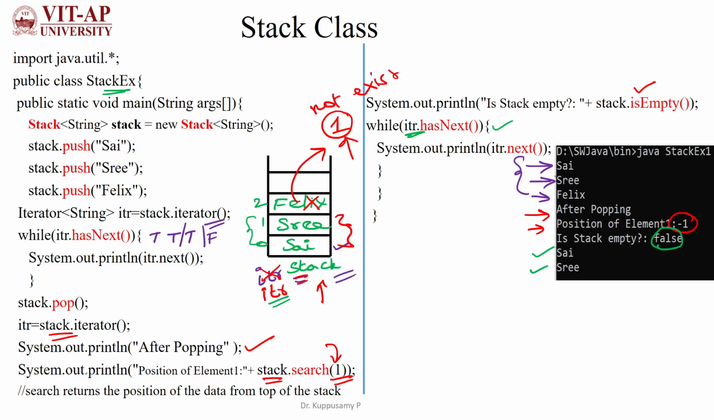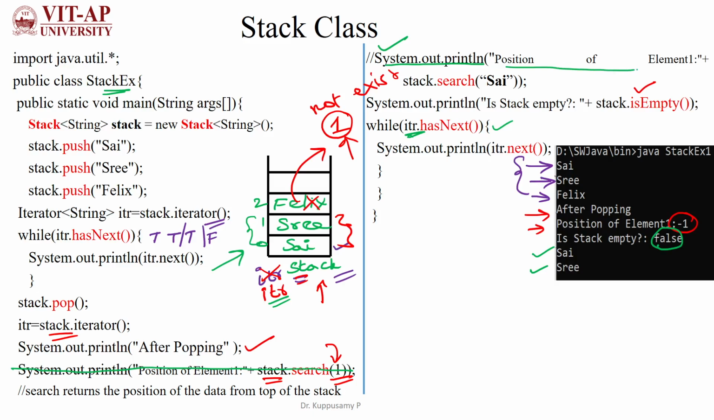Now instead of using this line, I am searching for a value which exists in the stack. That line I am going to add here, right? So you see I am adding this line, System.out.println, position of the element. Here I am checking whether Shy exists or not. So here Shy exists in the stack, right? Since it exists in the stack, it will return the position, right?